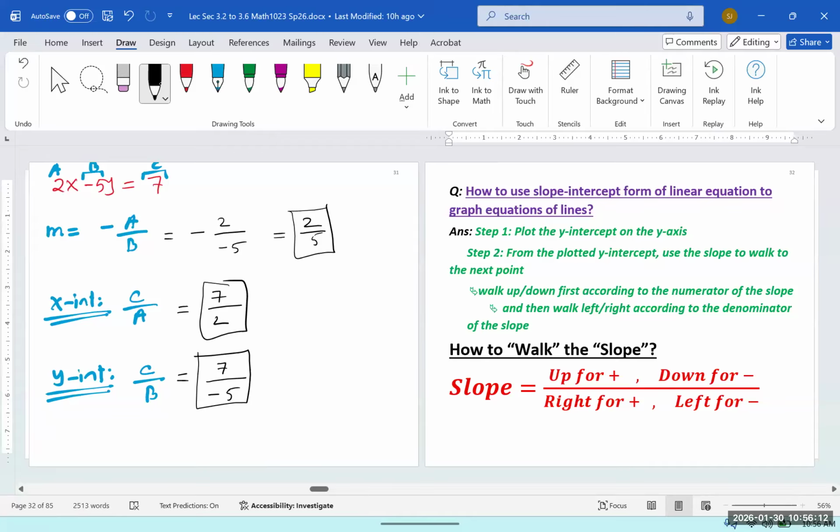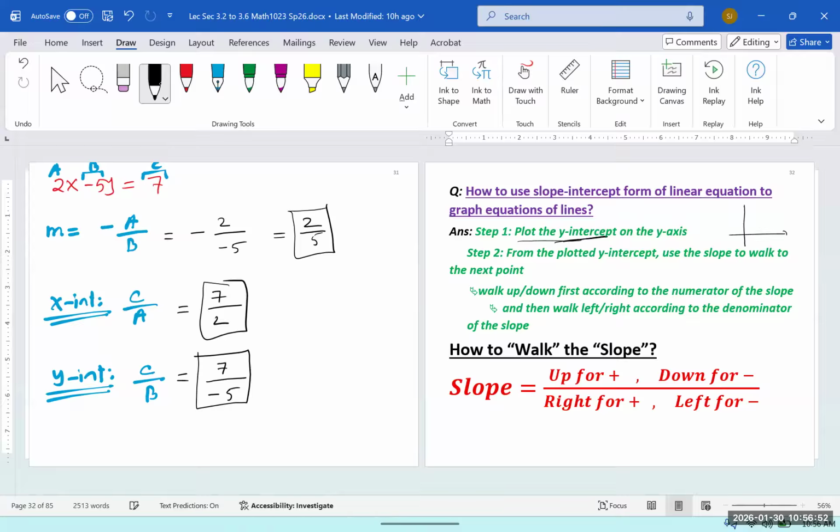Then the next question is, so far we learned how to graph linear equations by plotting points and using x and y intercept. Now this is our last method of drawing linear equations, and this method is called using slope and y-intercept. So using slope and y-intercept, we can draw any linear function. First we start with y-intercept. We plot the y-intercept on the y-axis, and from that point, that will be our first point.